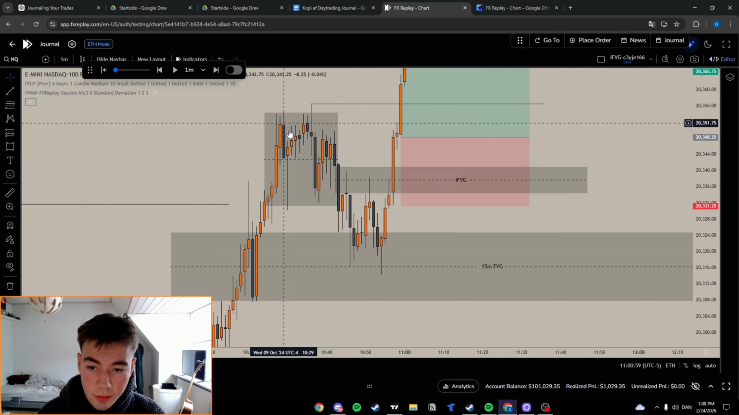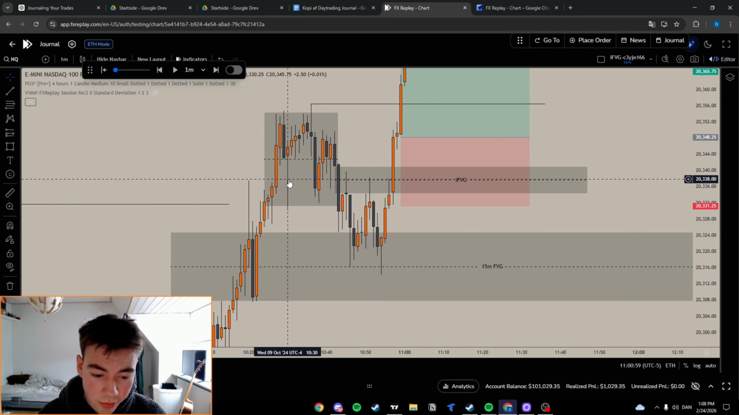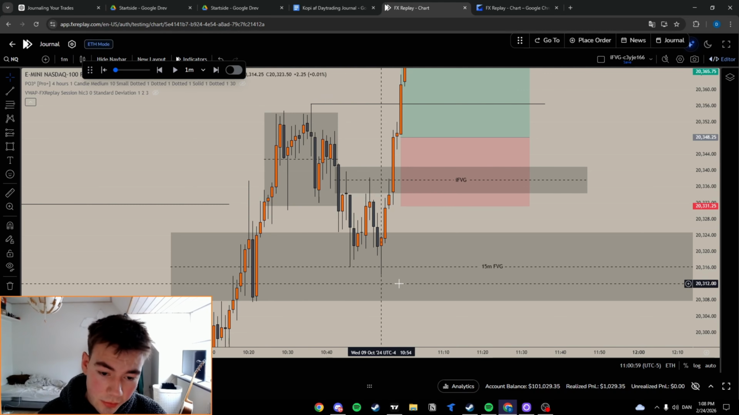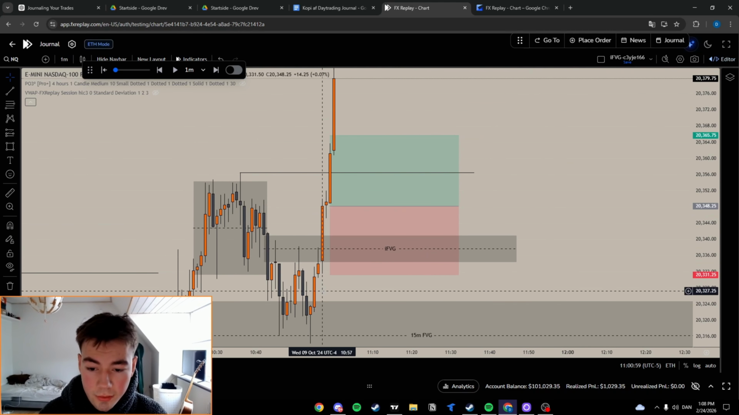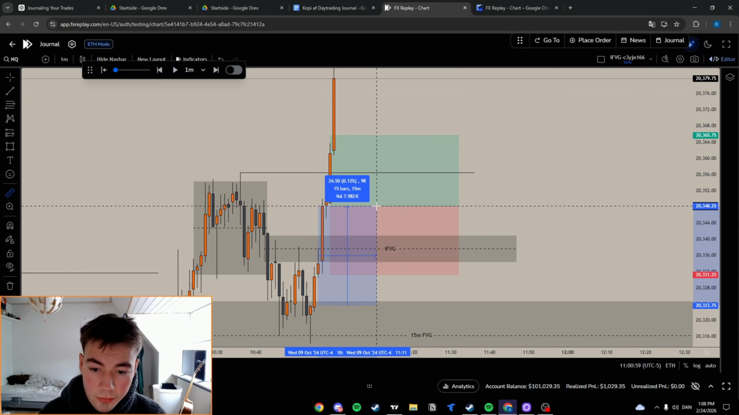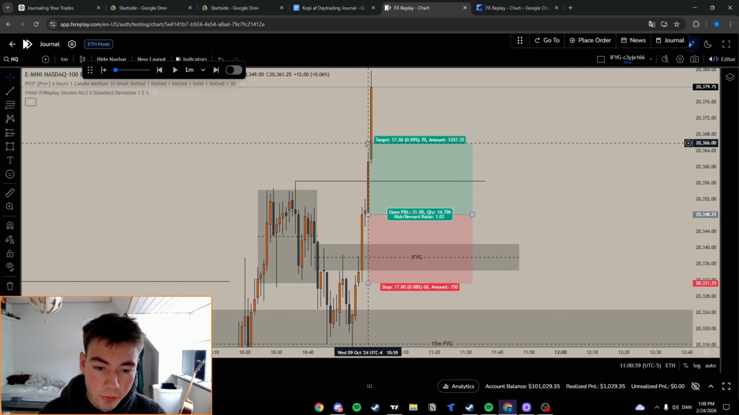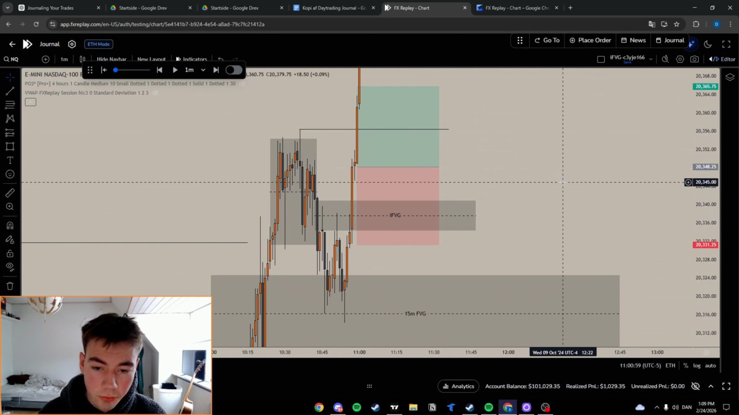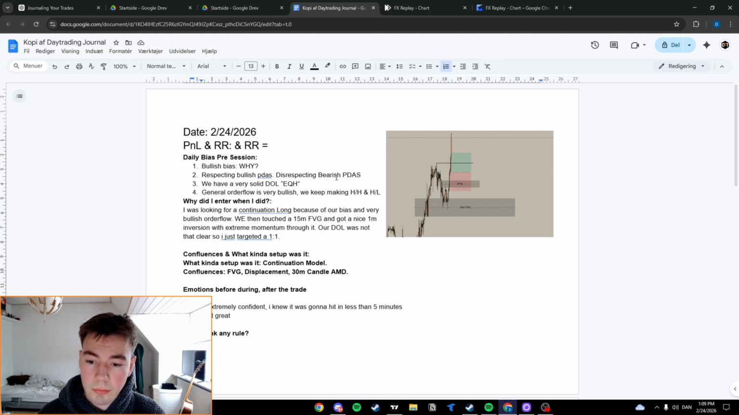We got this accumulation. This is our 30-minute power 3. We got our accumulation, manipulation into the 15-minute gap, and IFVG with extreme displacement right here. I was only targeting a 1-to-1 because, I mean, we already took out our equal highs as a strong liquidity. But now you know the trade. I put in the trade right here.